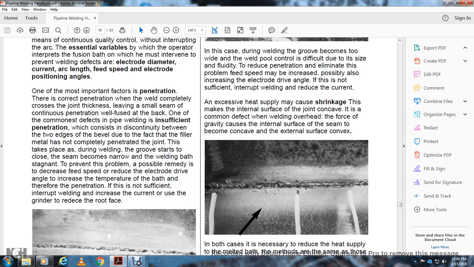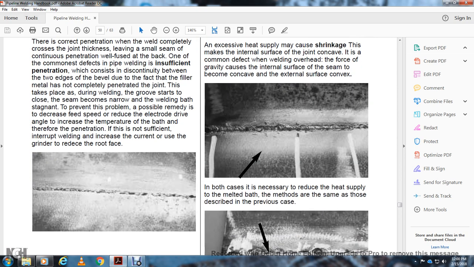This takes place during the weld of the groove, starting with the close of the seam becoming narrow, with the welding bath staying stagnant. To prevent the problem, possible remedies are to decrease the feed of the sleeve, reduce the electrode drive angle, and decrease the temperature of the bath. Therefore, if the penetration is insufficient, interrupt welding and increase the current, or use the grinder to reduce the root face.